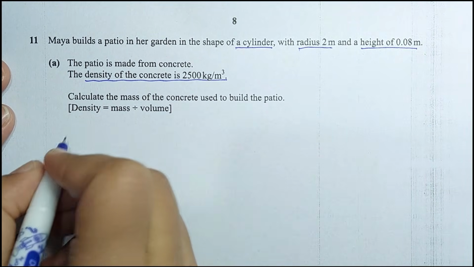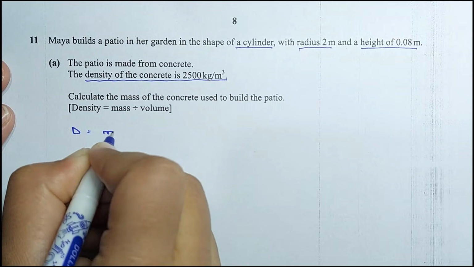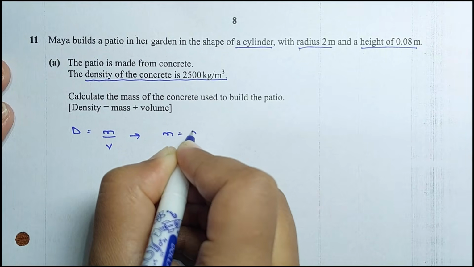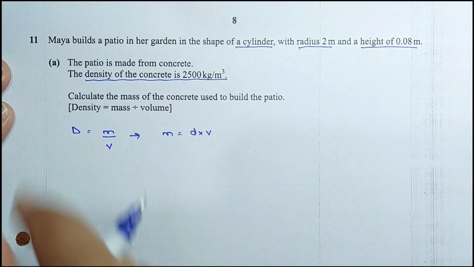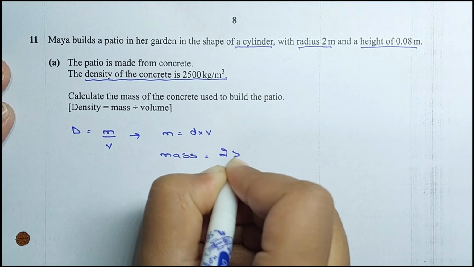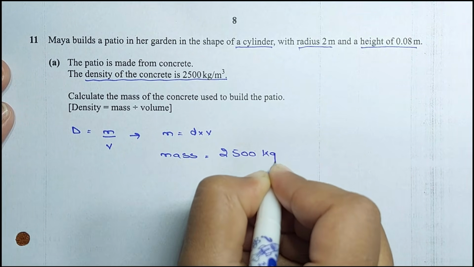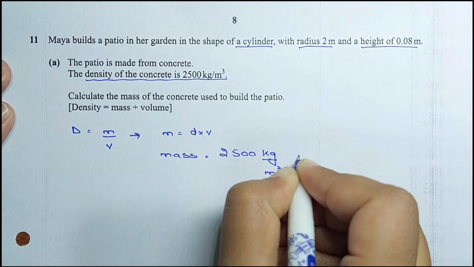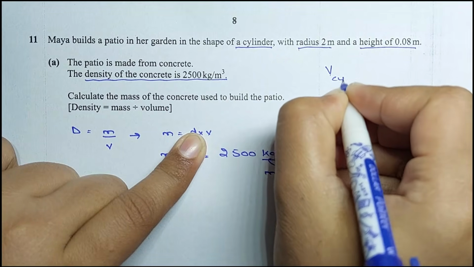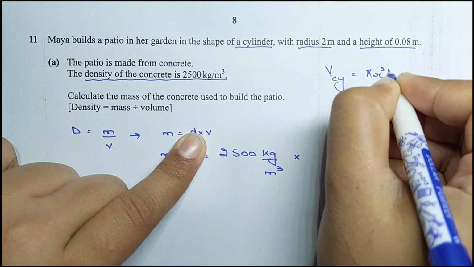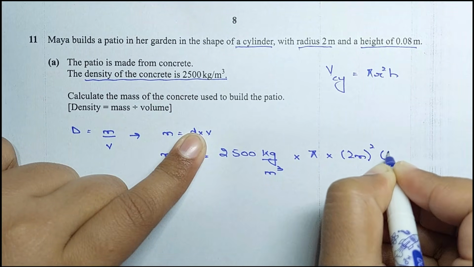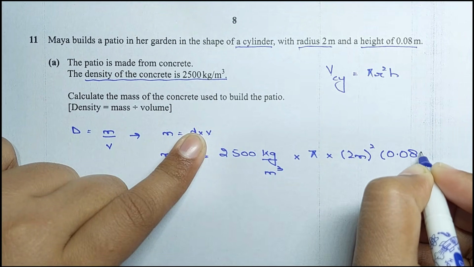Density is mass over volume. So since the density is mass over volume, what is the mass? From here, the mass would be equals to density into volume, right? Cross multiplication. So we can say the mass is equals to the density is 2500 kilogram over meter cube multiply by the volume of a cylinder we have to use. Volume of cylinder is pi r square h. So pi, radius is 2 meters, it's square, and the height is 0.08 meters.